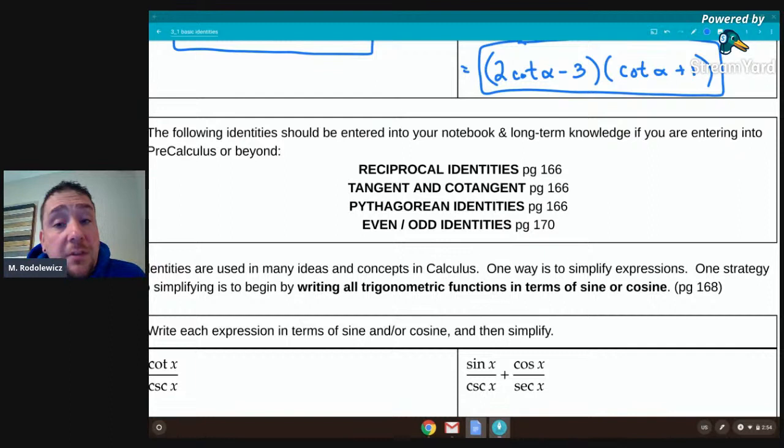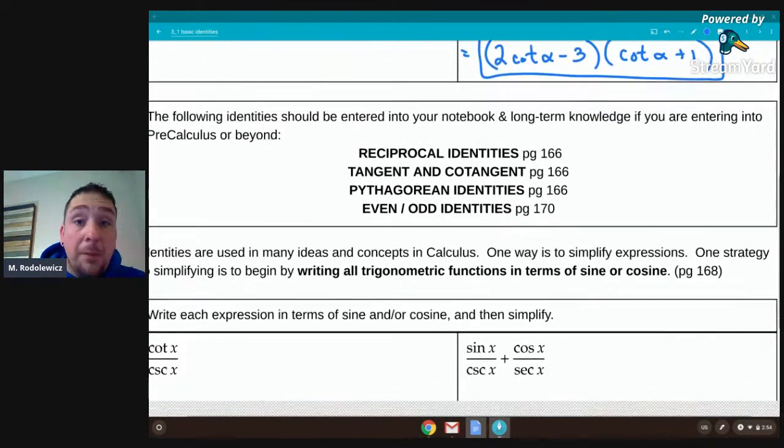They are called the reciprocal identities, the tangent and cotangent identities in terms of sine and cosine on page 166, the Pythagorean identities, and even-odd identities. So I would ask you to pause the video at this time to look at those, read those over, copy them into your notebooks. And once you are done with that, return to this video.